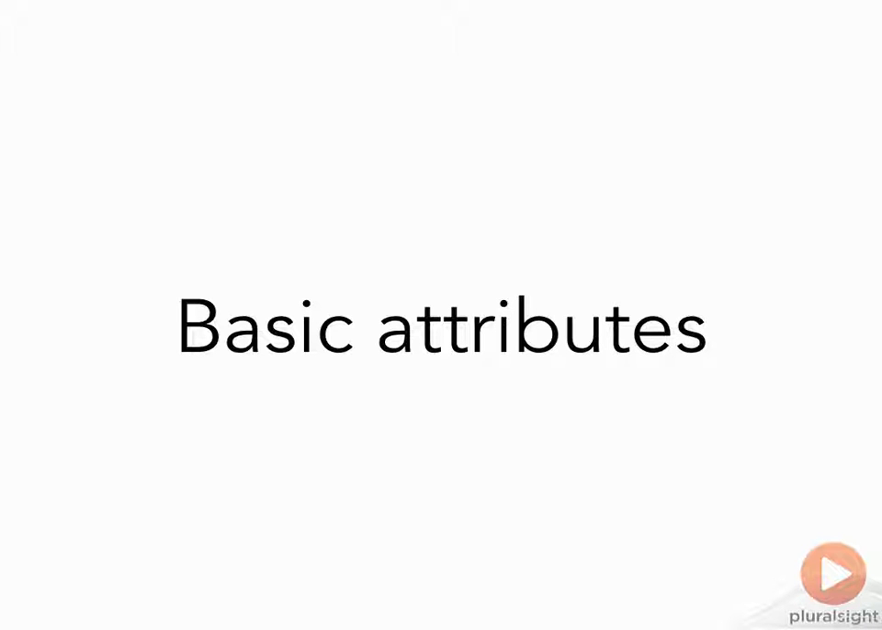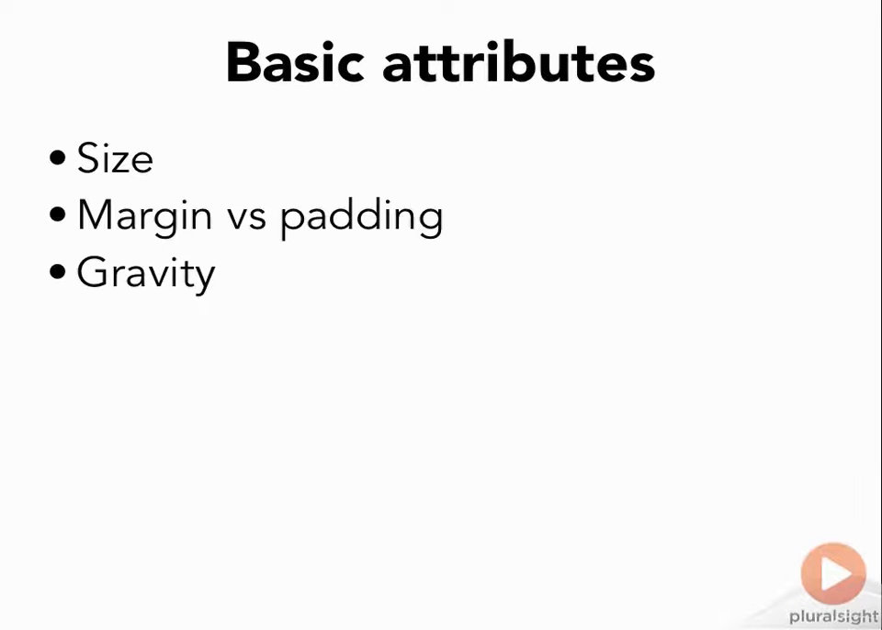There are many different attributes you can use to configure your layout. Each layout type has its own specific attributes, but there are a few basic ones that are used across all the different types. Here are 3 basic attributes that I am going to cover: size, margin versus padding, and gravity.